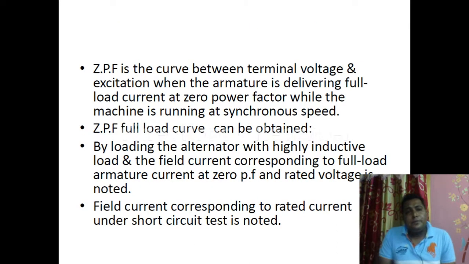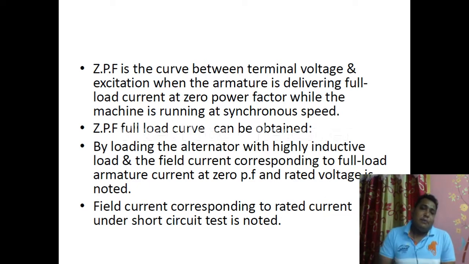The zero power factor curve is the curve between the terminal voltage and excitation when the armature is delivering full load current at zero power factor while the machine is running at synchronous speed. The zero power factor full load curve can be obtained by loading the alternator with a highly inductive load, and the field current corresponding to the full load armature current at zero power factor rated voltage is noted.